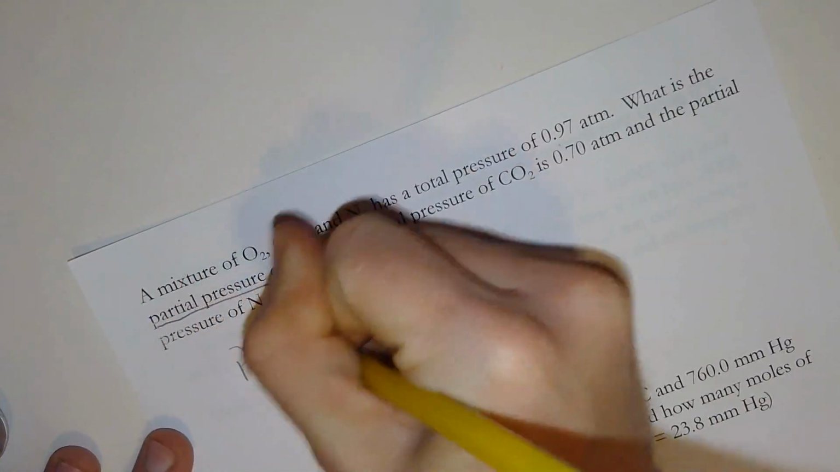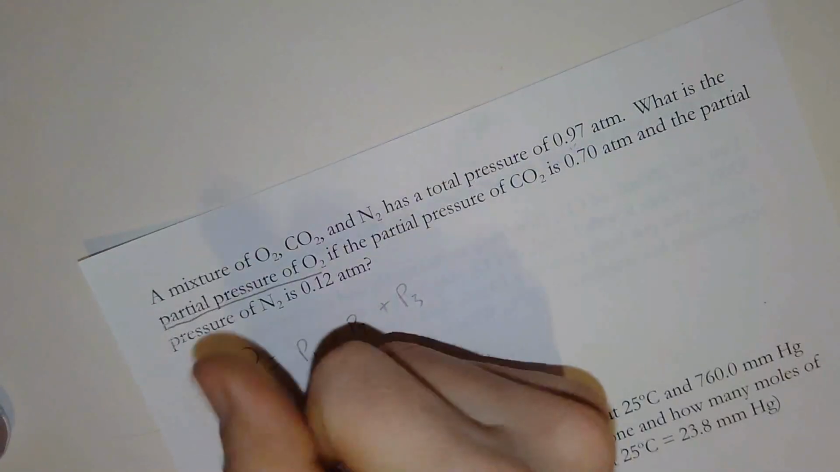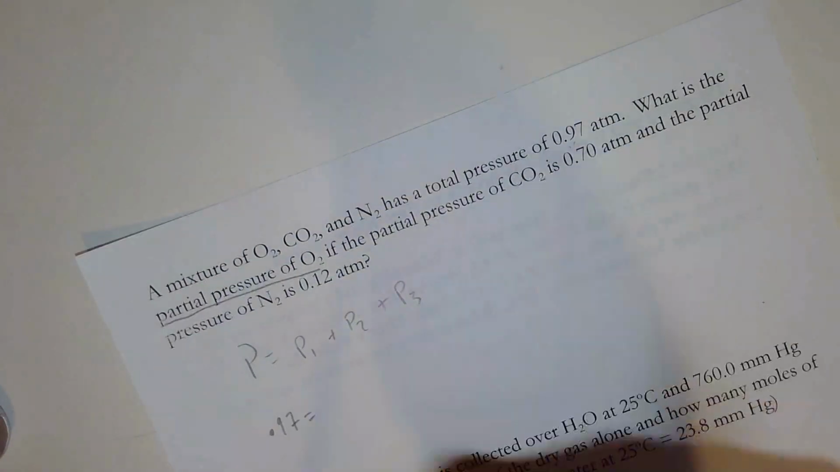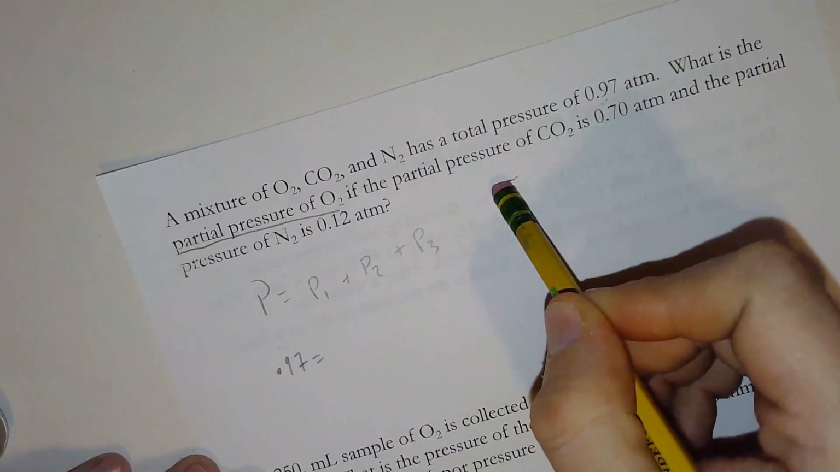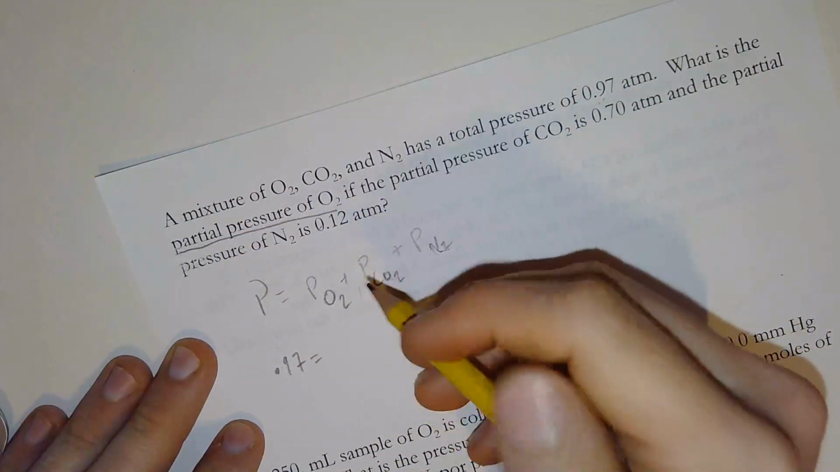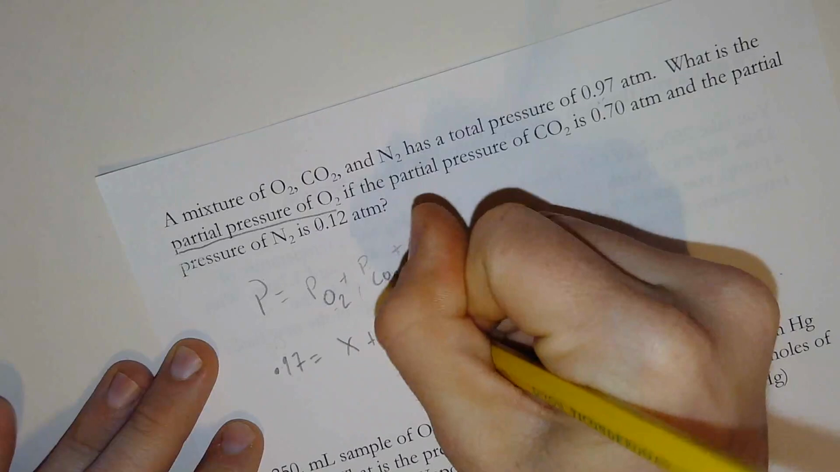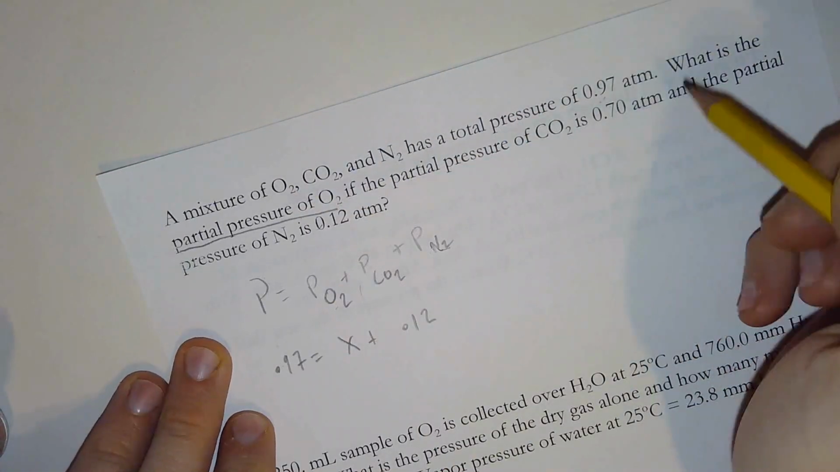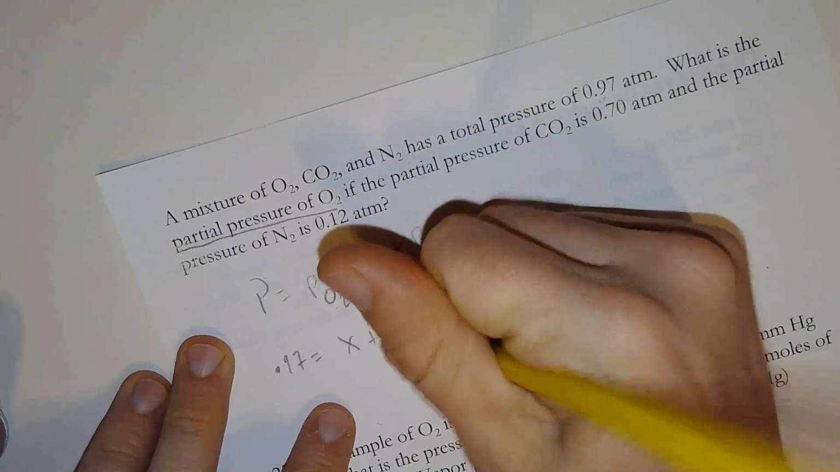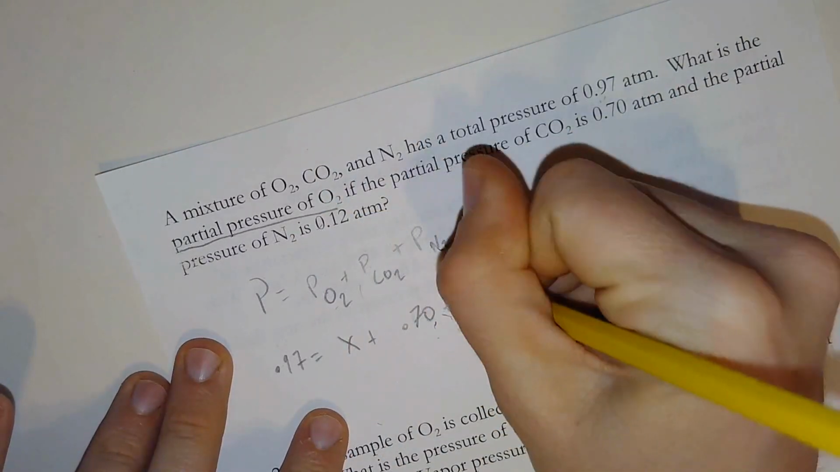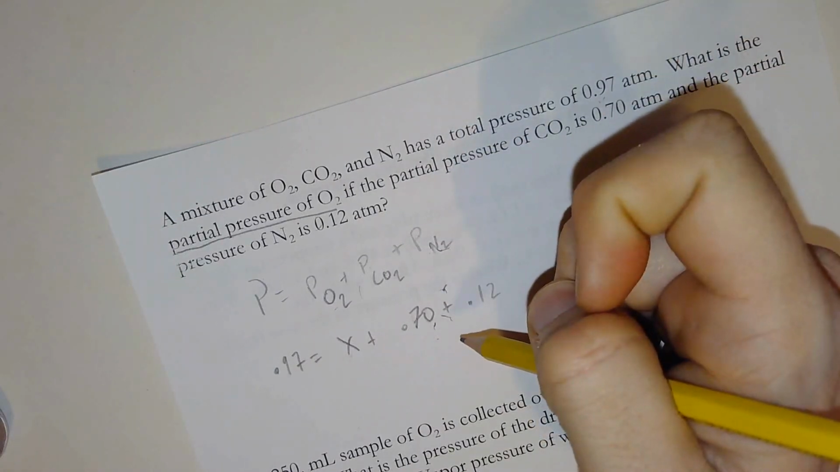So we could solve this problem two different ways. The first thing we could do is try to use Dalton's law. Dalton's law says P equals P1 plus P2 plus P3. So my total pressure is 0.97. And we could replace these 1s, 2s, and 3s with the different gases. So let's see, oxygen is our X. Our carbon dioxide is actually 0.7. And our nitrogen is 0.12. So that's a really easy question to solve for X.